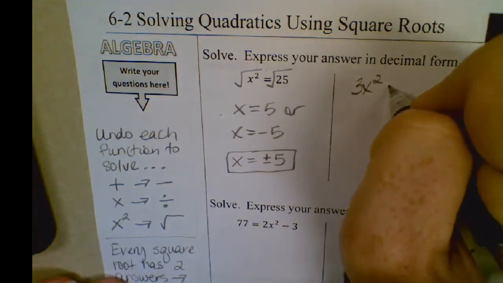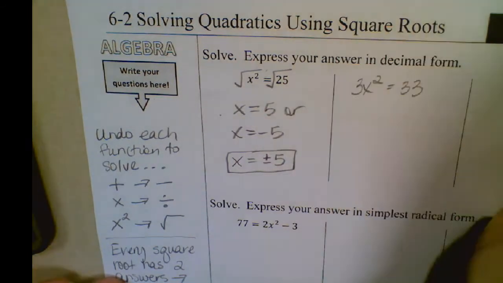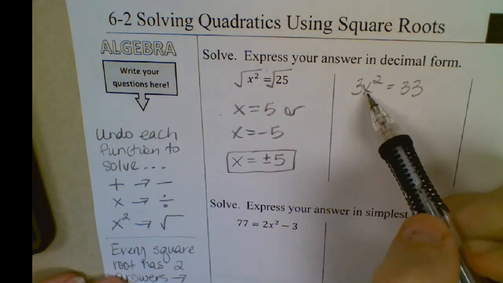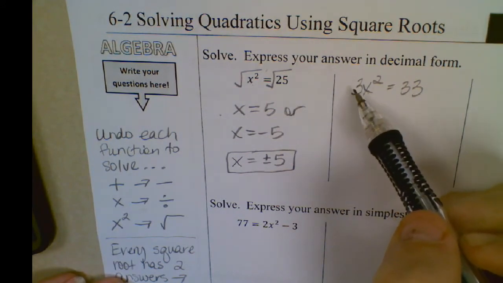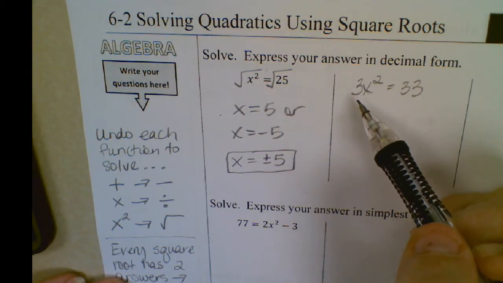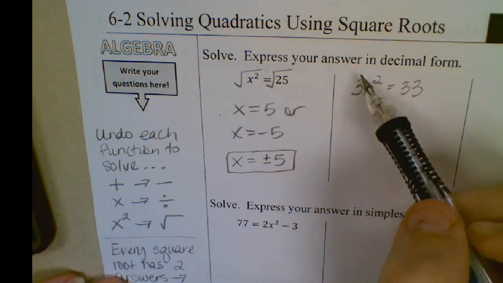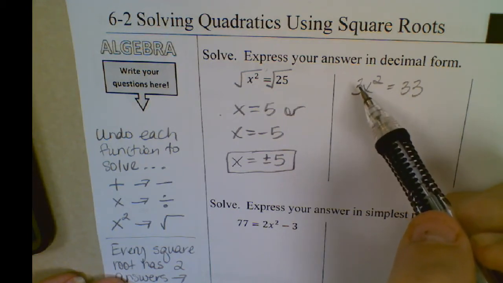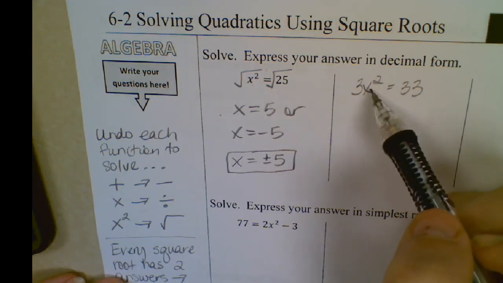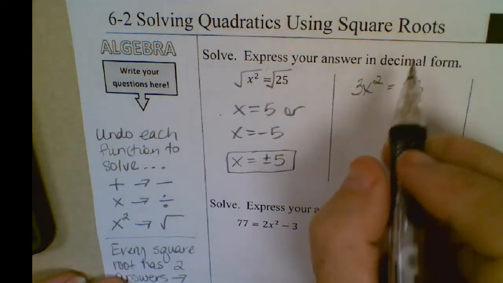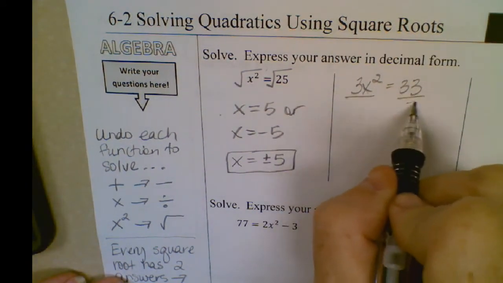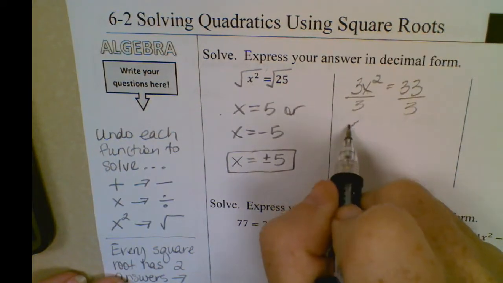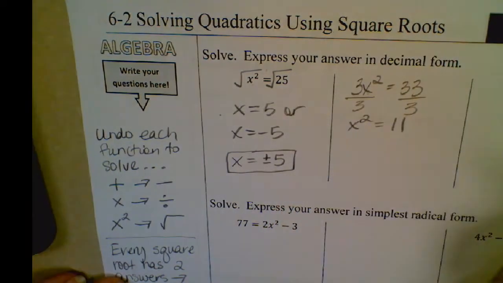All right, let's try this. 3x squared equals 33. Remember, you can't take the square root of that unless this coefficient out in the front is a perfect square. Then you can take the square root of both sides, but it's not. So it's much easier to make sure this x squared is by itself first before you attempt to solve it. So it's kind of like a reverse GEMDAS. So I'm going to divide both sides by 3, and I'll get x squared equals 11.